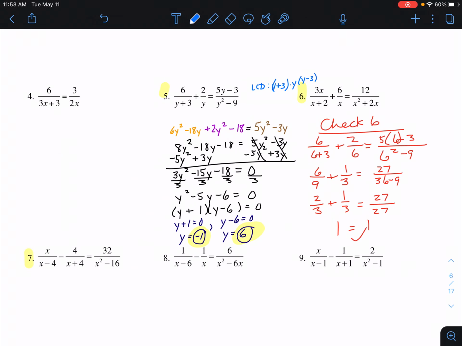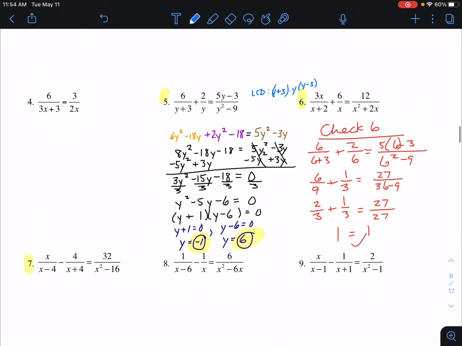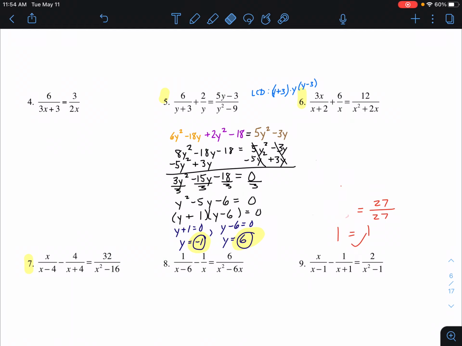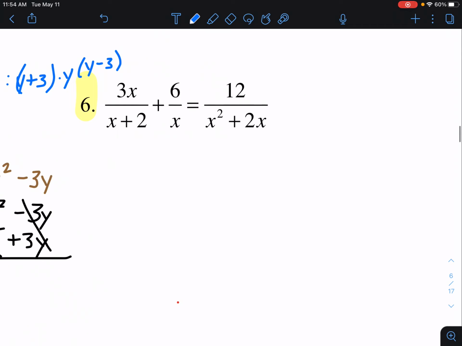Okay, let's go down. Trying to think what I want to do. Let me do number 6. I'm going to make some room here. So I want to factor the denominators. The only one that can be factored is the one all the way to the right. We can factor out a GCF of x. So x squared divided by x is x. 2x divided by x is 2.